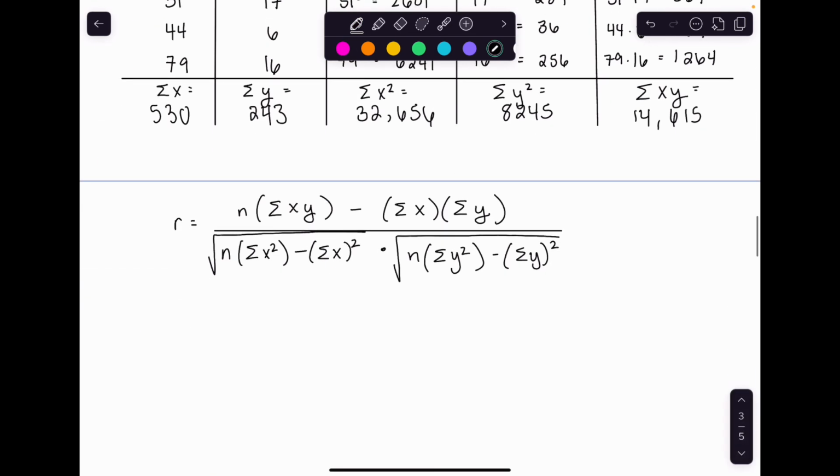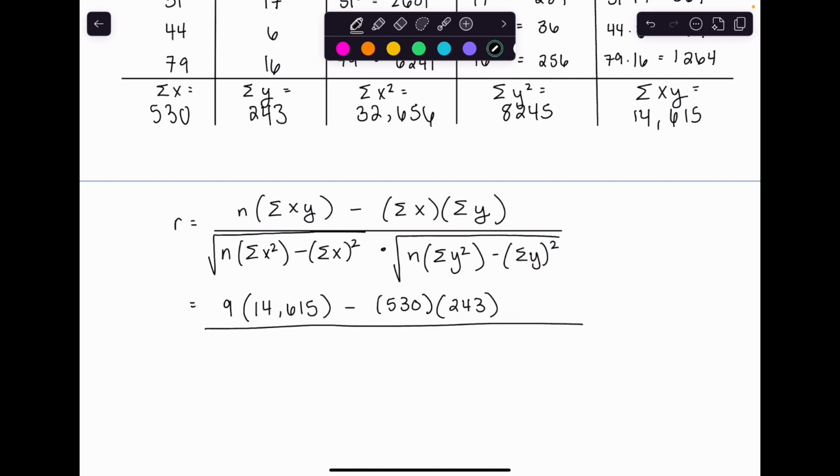So filling in everything, our value of r is going to be 9. My sum of xy is right here. I'm going to take 9 and times it by 14,615. Then we want to subtract the sum of x's, which is right here. That's 530. The sum of y's is 243.